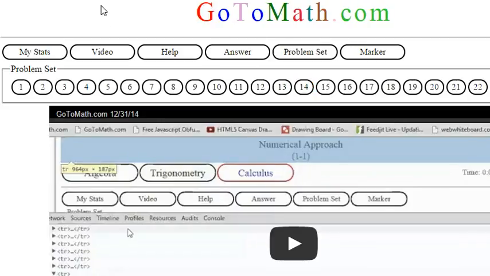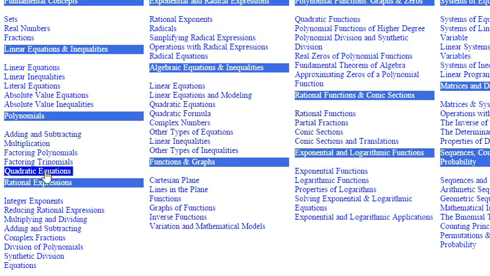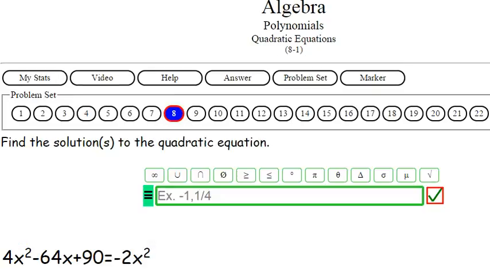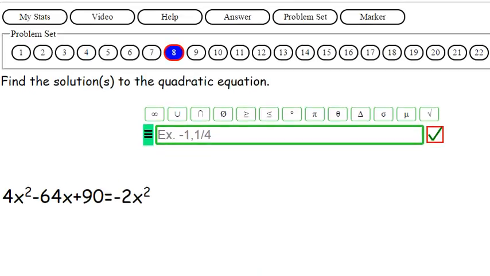Hey, we're going to go to math.com, click on algebra, and go down to quadratic equations. I guess we're looking at 8.1. Yes, I think that's it. And what is that? 8.1.